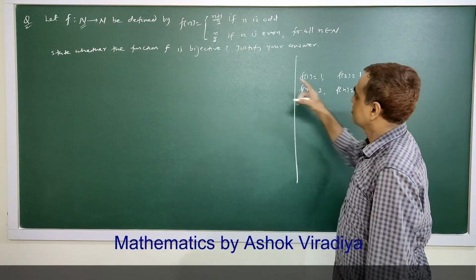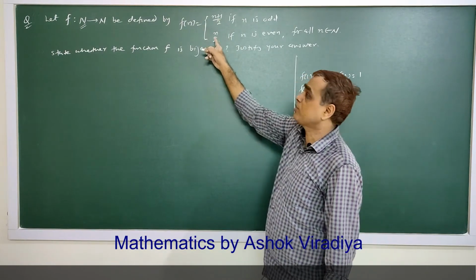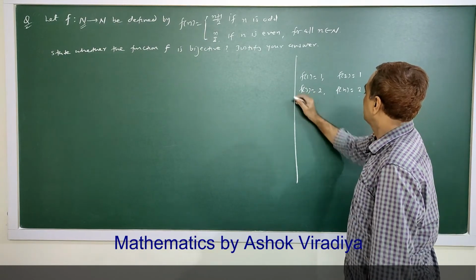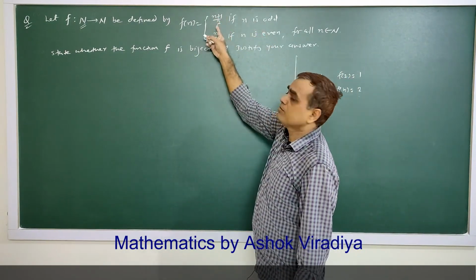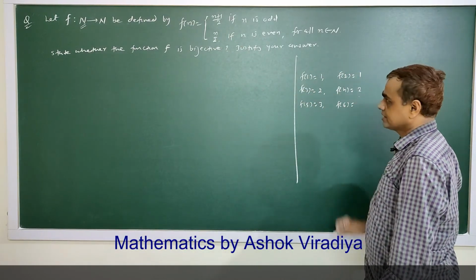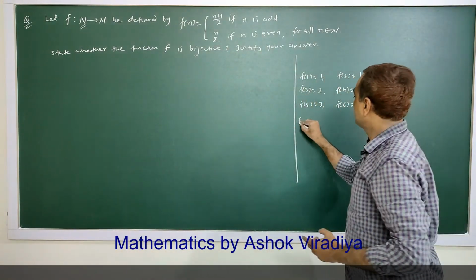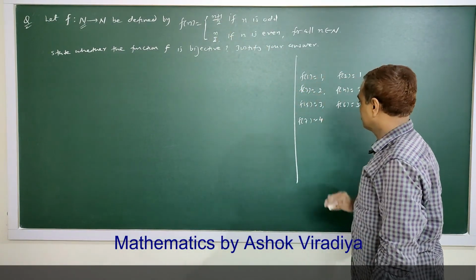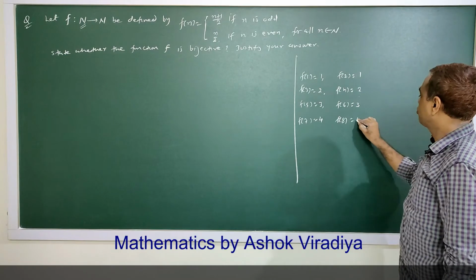Put 4. 4 is even. Odd numbers use this formula, even numbers use this formula. So 4/2 is 2. If we put 5, 5 is odd, (5+1)/2, 6/2 is 3. If we put 6, 6 is even, so 6/2 is 3. If you put 7, 7 is odd, so (7+1)/2 is 4. If we put 8, 8/2 is 4. So we can continue this procedure.